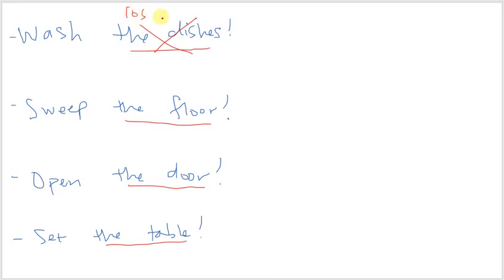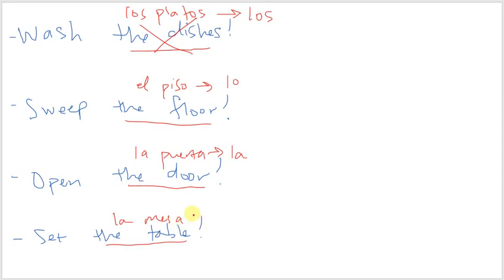Remember that that is los platos. So the direct object pronoun for los platos is going to be los. For the floor, which is el piso, it's going to be lo, right? Singular and masculine. For the door, which is la puerta, it's going to be la, singular and feminine. For the table, which is la mesa, it's going to be la, singular feminine.